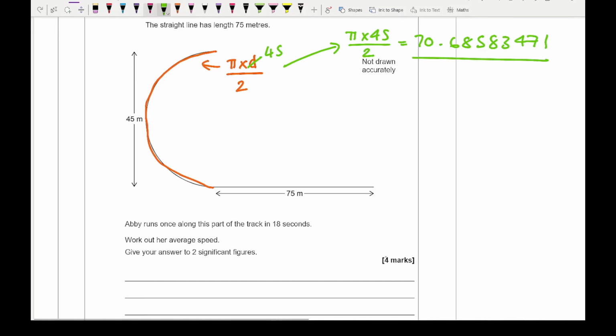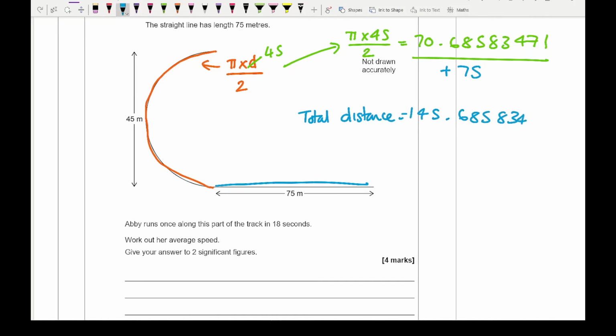The next thing for me to do is to add that to 75. If I've still got it on my calculator, I just add that number to 75. So the total distance, not rounding, is going to be 145.68583447. Now from this we could round it. Now the total time is 18 seconds.